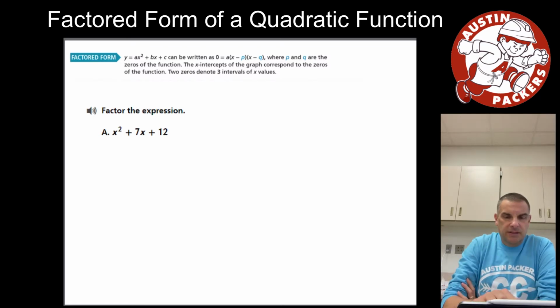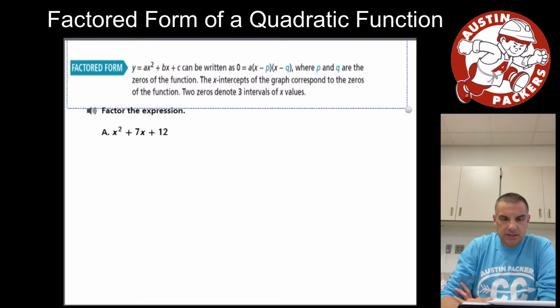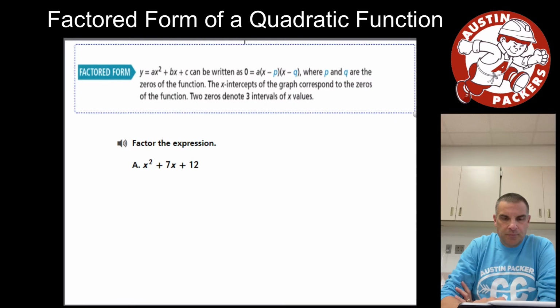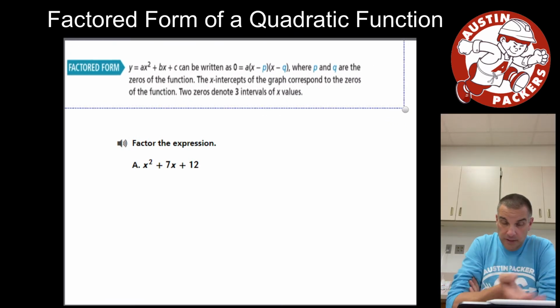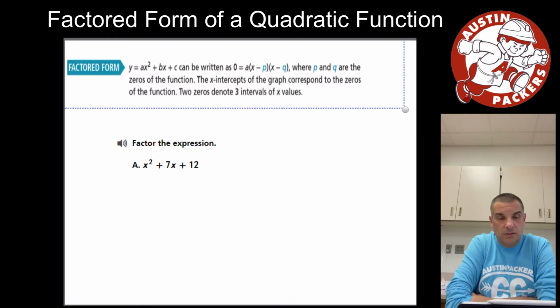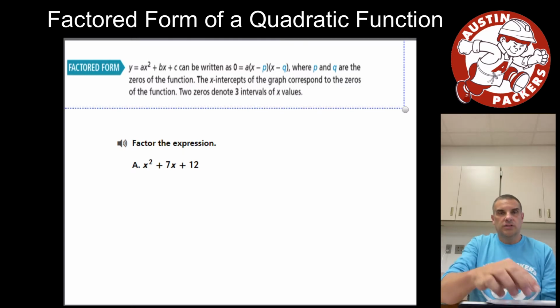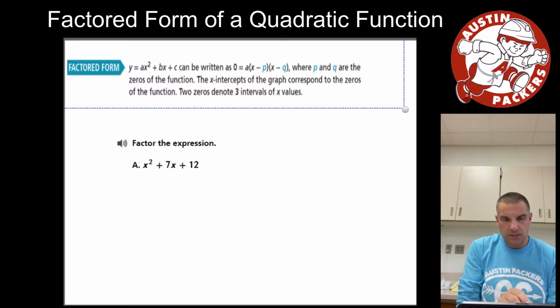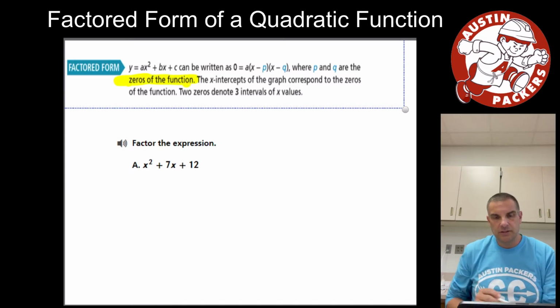So we've talked about the different forms. When we talk about factored form of an equation, let's make this a little bit bigger so you can read it. Right there we've got standard form of a quadratic function. Factored form can be written as 0 is equal to a times (x minus p) times (x minus q). Notice it's x minus and x minus, where p and q are what we call the zeros of the function. And we'll talk more about what those zeros mean in just a little bit.